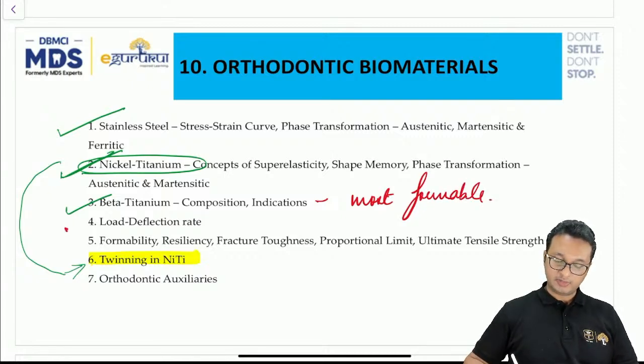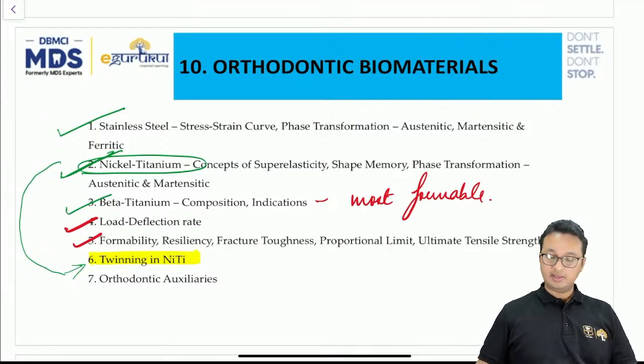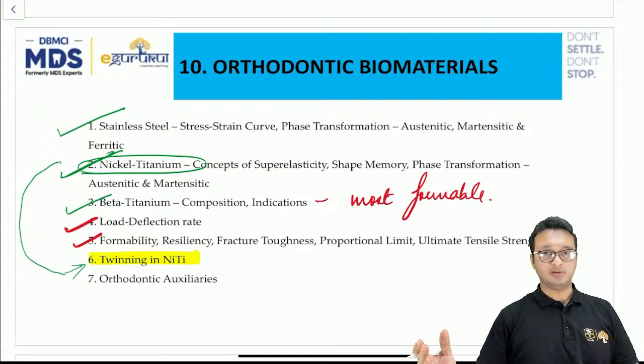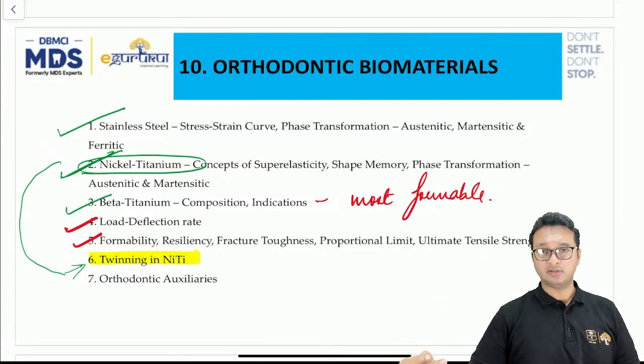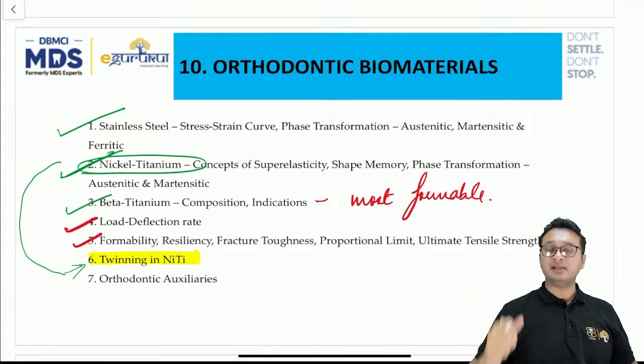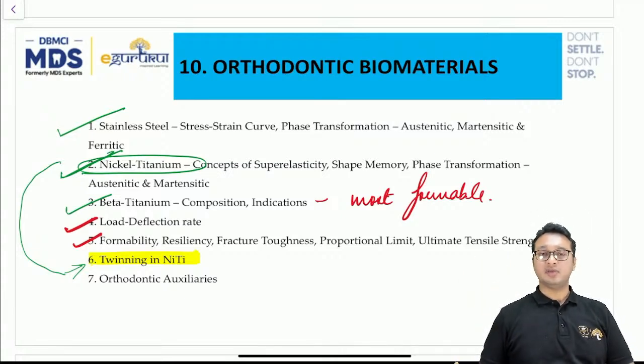Then load deflection rate, certain MCQs on the load deflection rate as well. Then the concepts behind, or the definitions of, formability, resilience, fracture toughness, proportional limit, ultimate tensile strength, and certain orthodontic auxiliaries like magnets in orthodontics, elastics in orthodontics, band material, and bonding material in orthodontics. All those things you have to be well aware of.